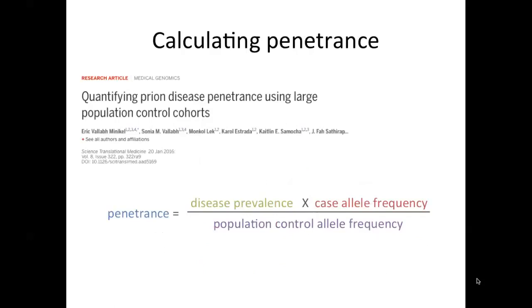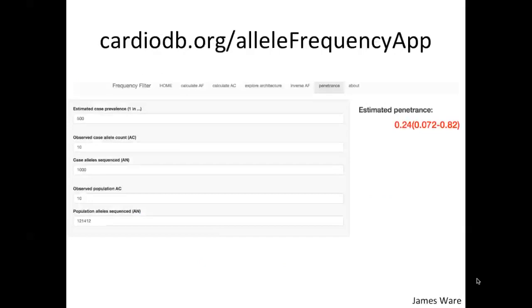So we thought, okay, let's have a look at what the penetrance of these variants is. We're using an equation that Eric Minikel suggested in his paper on prion disease, where we purely look at the case and control allele frequencies and the known prevalence of the disease to calculate the penetrance. Going back to the allele frequency app, there is another tab called penetrance, which will let you use this equation by plugging in your own numbers.